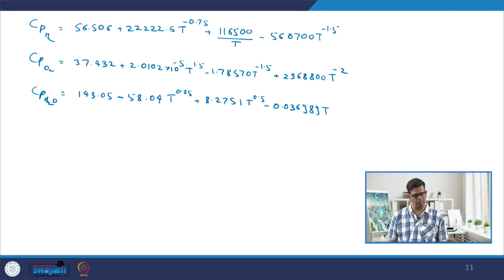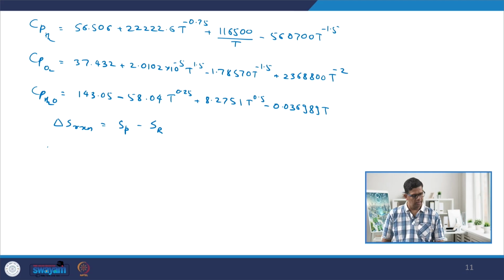Let us first find out the entropy change of every species, and then let us find out the entropy change of the entire reaction. So, let us also write this as entropy change of the reaction is entropy of the products minus entropy of the reactants. So, this is where we have to get finally. So let us first find out the entropy of the hydrogen.